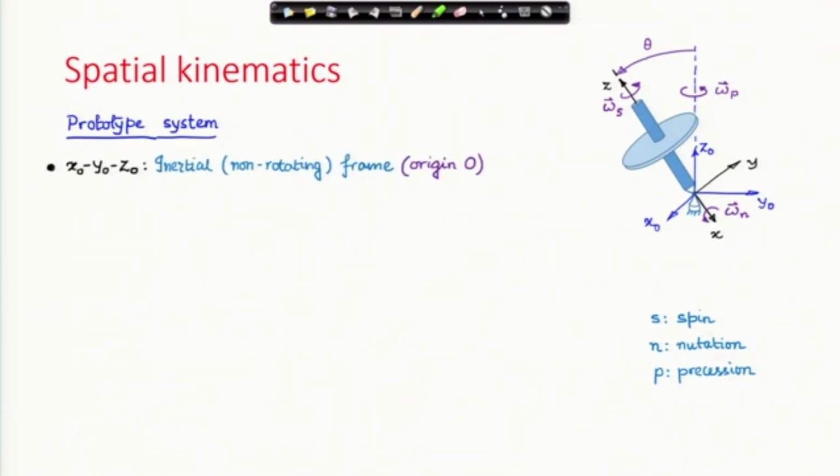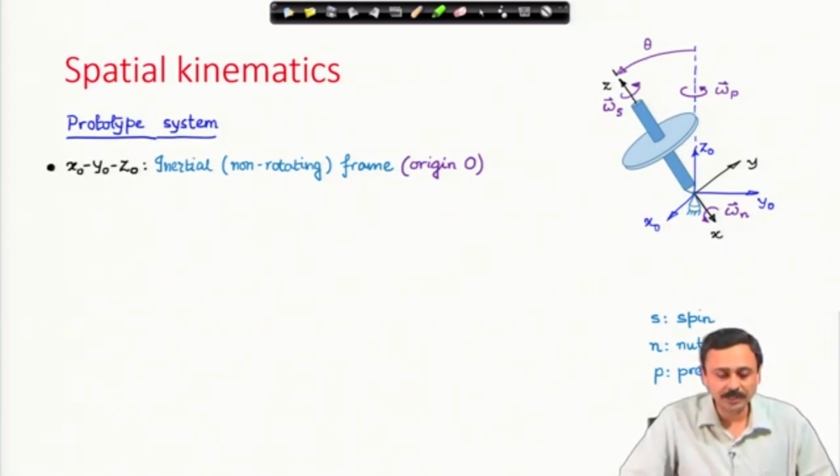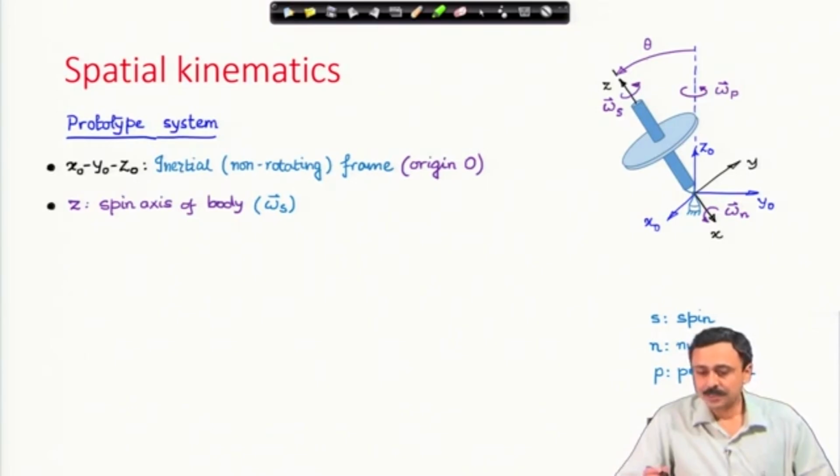Let us first look at the various coordinate systems. X naught, y naught, z naught is the inertial or the non-rotating coordinate system. Its origin is at the point of fixation of the body. Now we are going to discuss the x y z frame, how to set it up. The z axis is along the axis of spin, it is the spin axis of the body, and the spin vector is omega s.